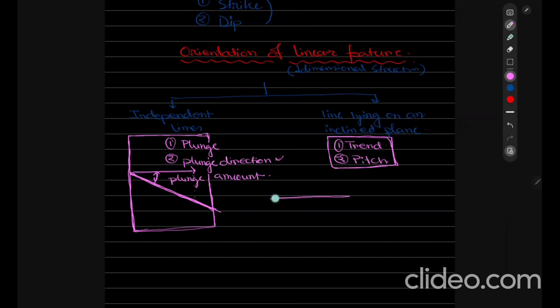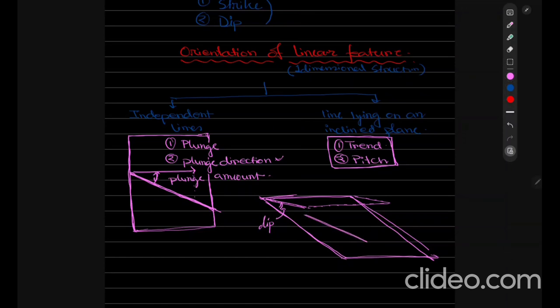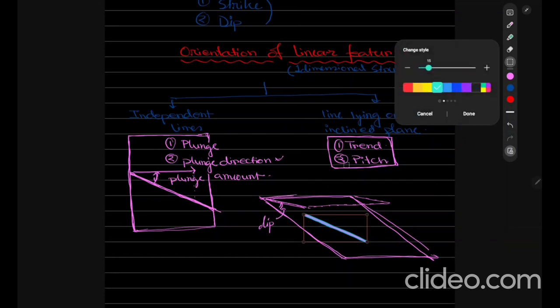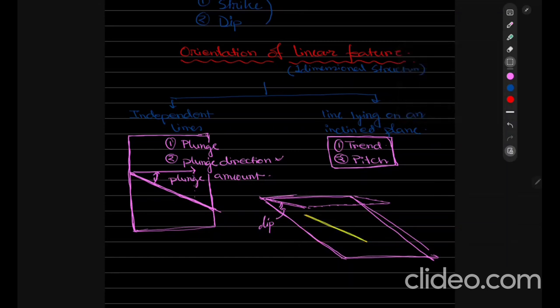So assume this is an inclined surface. If I consider this is horizontal, then this is my dip, this is the dip angle. So now I am having a line that is lying on this inclined plane. So this is my linear structure. I can mark it, make it yellow. So this is my linear structure.